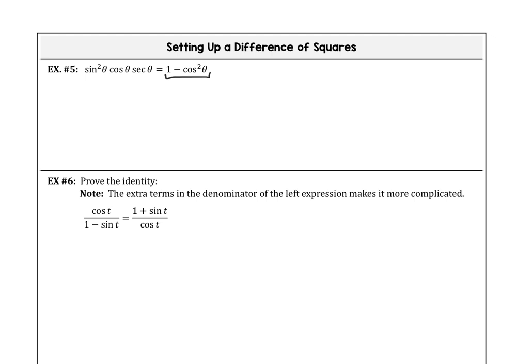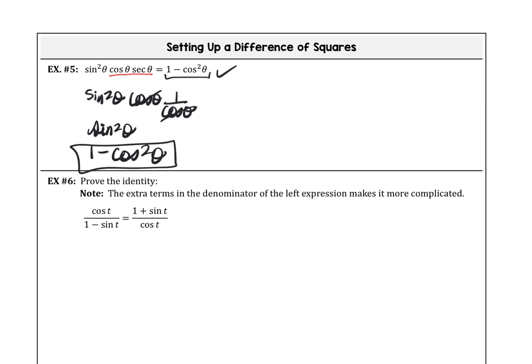But I'm starting to recognize that these 2 are just another way of writing 1, because we would have sine squared theta, cosine theta, and this would be 1 over cosine theta. So these 2 would cancel out. So it just leaves me sine squared on this side, which, if we use our Pythagorean identities, we know this is 1 minus cosine squared. So this is the same thing as that, so we're done. Okay, so example 6, let's see.